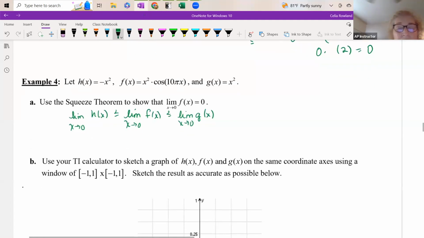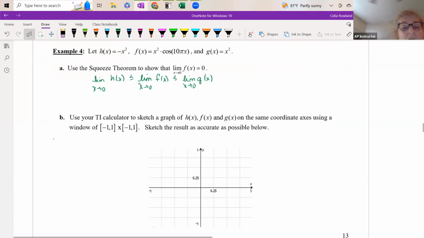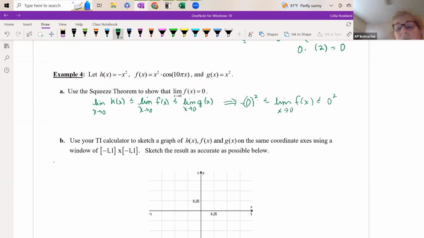Now, the easiest way to show this is to do it graphically. But what I know from the first one is that this is going to be 0, because it's negative x squared. So this is going to be negative 0 squared, less than or equal to the limit as x goes to 0 of f of x, less than or equal to 0 squared. So I get that the limit here is 0.